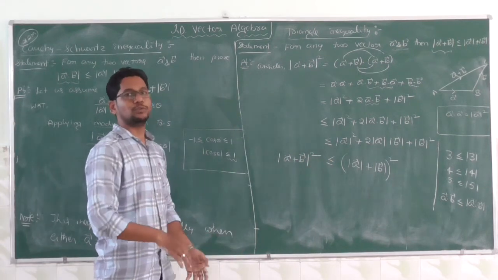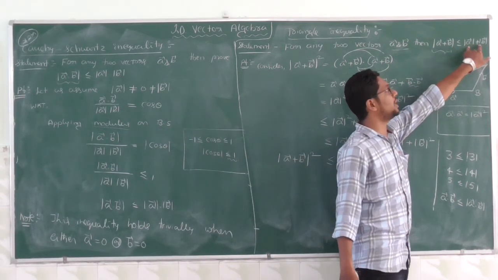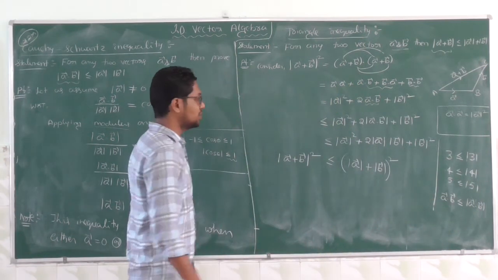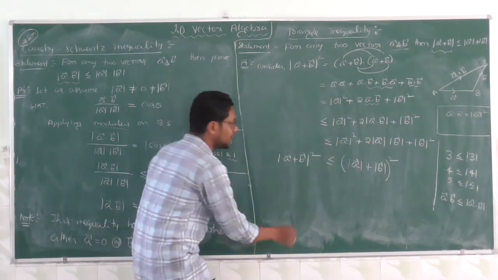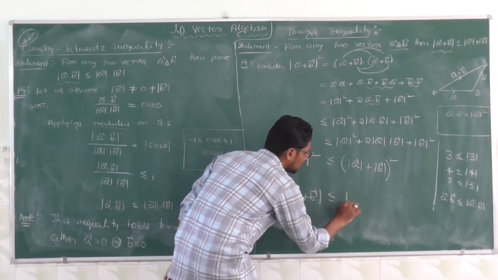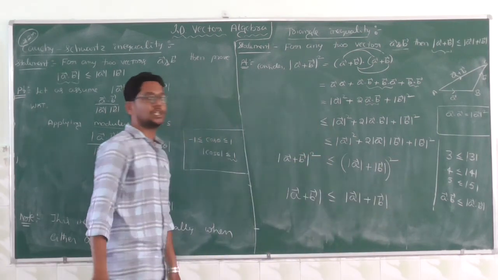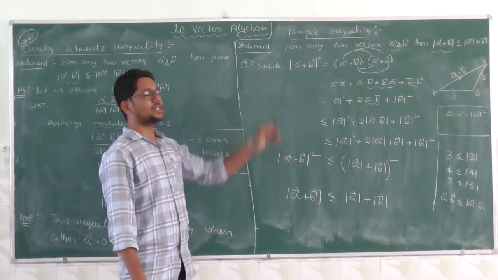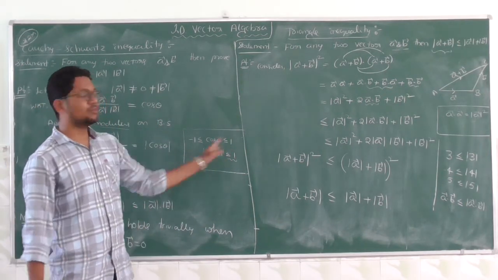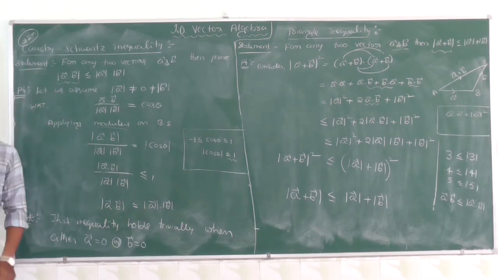But what we have to prove? Magnitude of a plus b is less than or equals to magnitude a plus magnitude b. We just apply the square root on both sides. Finally, we will get magnitude of a plus b is less than or equals to magnitude a plus magnitude b. Hence, it is the proof of the triangle inequality. Of these two inequalities, the proof of this Schwarz inequality is important for 2 marks. Kindly note down.